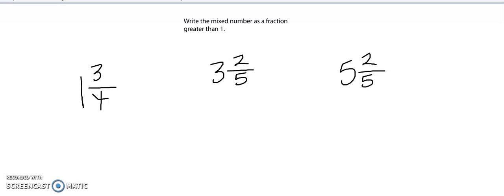If you recall, it's a very simple 2-step process that we do. What we need to do is change it to a fraction greater than 1. And what won't change for any of these questions is that our denominator will always stay the same. So our denominator will be a 4 for our first problem, a 5 for our second problem, and a 5 for our third problem.